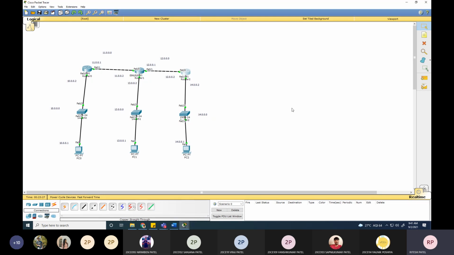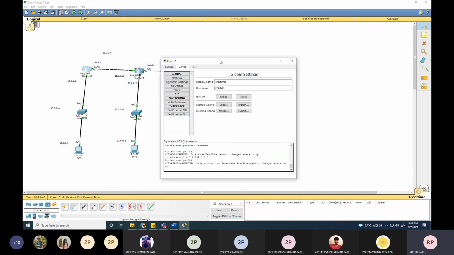Dynamic routing protocol is much easier than static routing protocol, and we teach static routing protocol first because it's very hard to understand. Once we teach dynamic routing protocol, you would not get habituated with static. That's why we are teaching static routing protocol first.